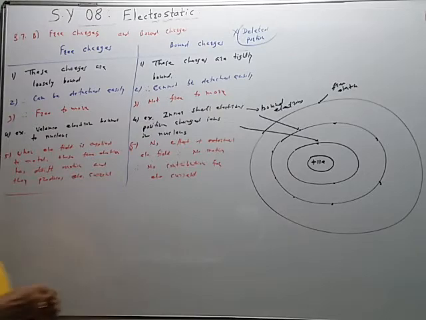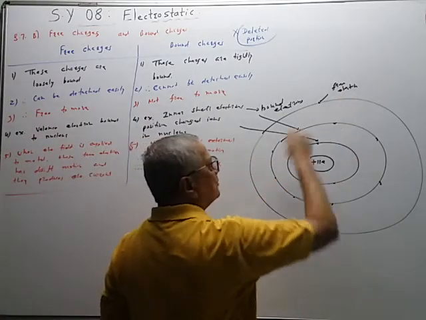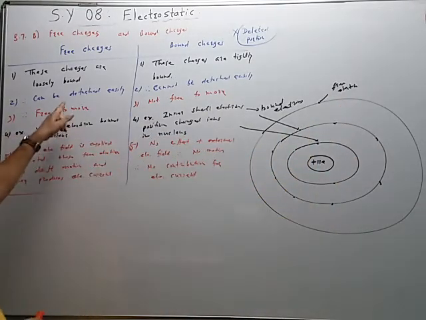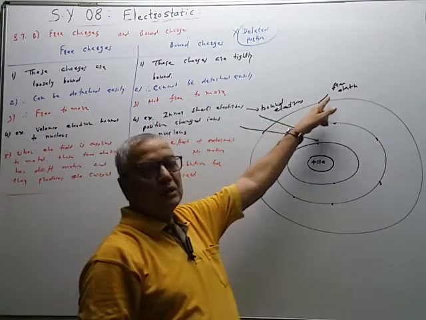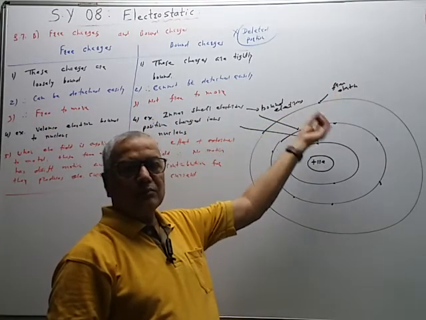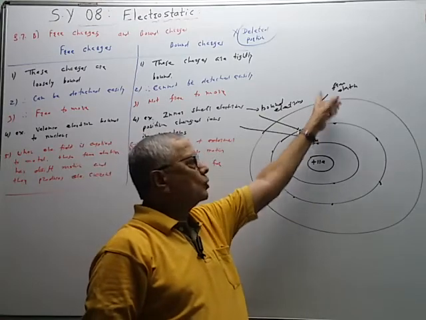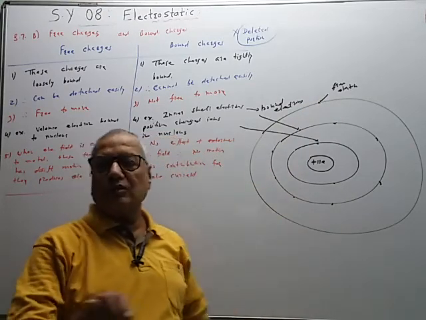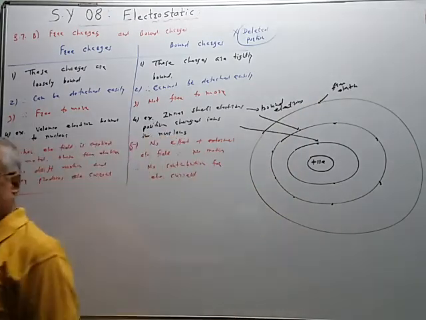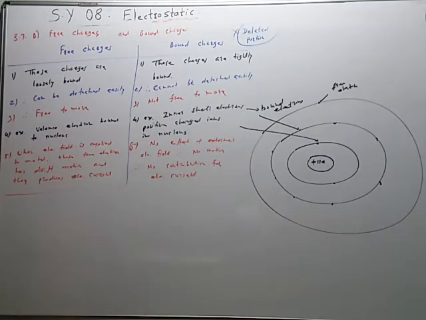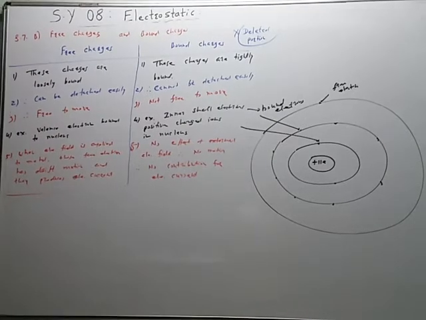So these electrons are tightly bound. They cannot be removed easily. They can be removed easily. This electron can be removed easily. A very small thermal energy is able to remove the electron, to detach the electron from the valence orbit, like this. So these are the differences between the free charges and bound charges.